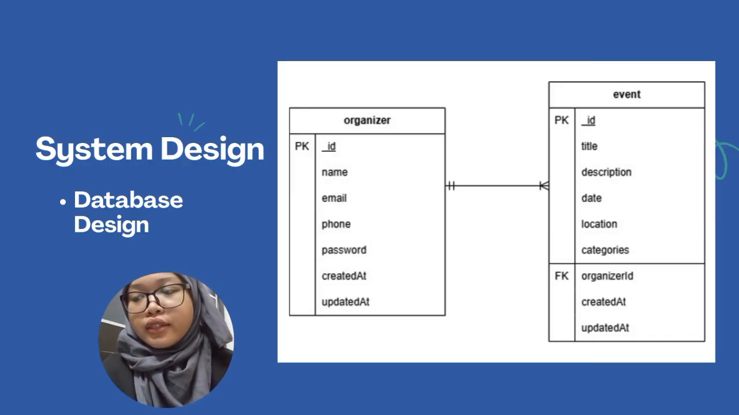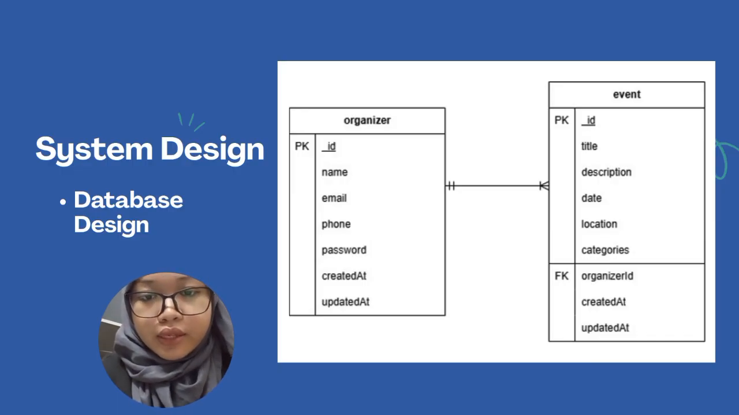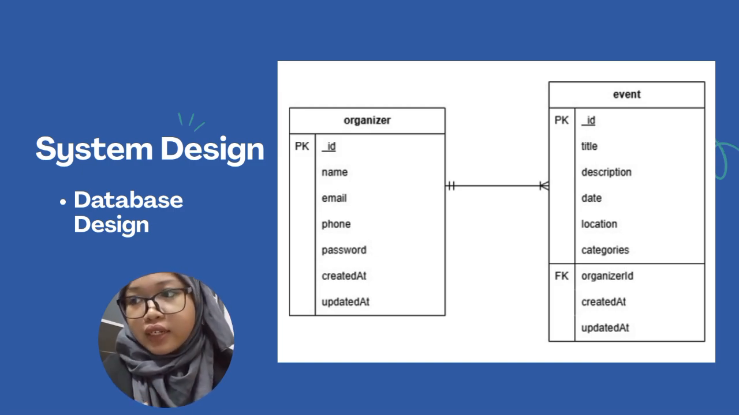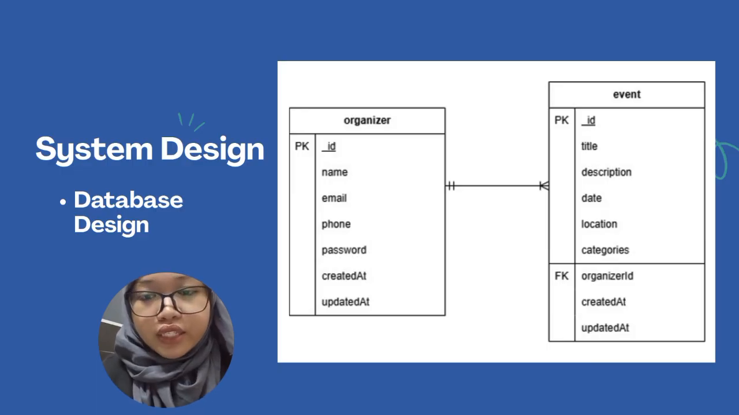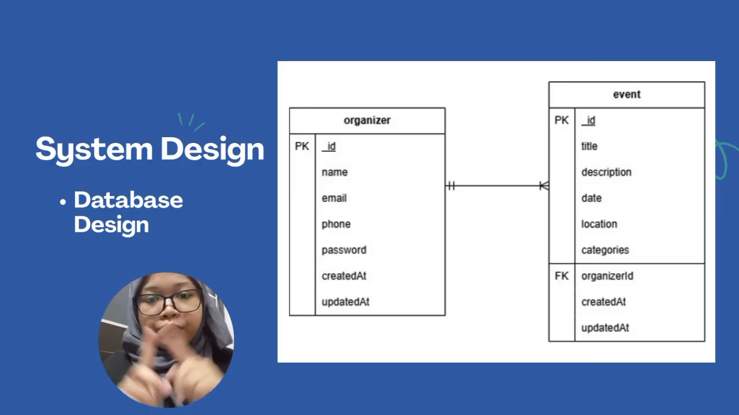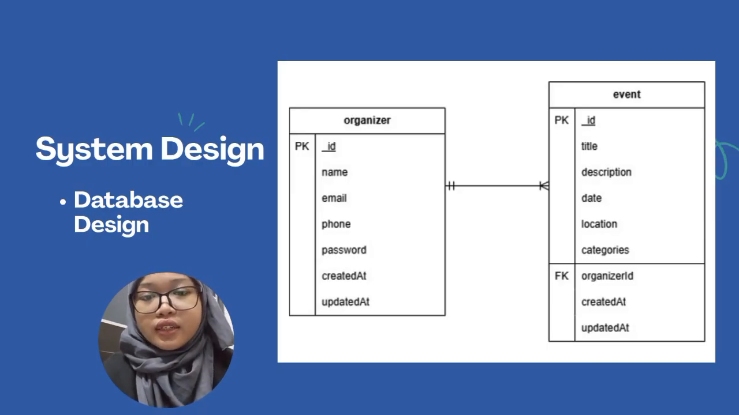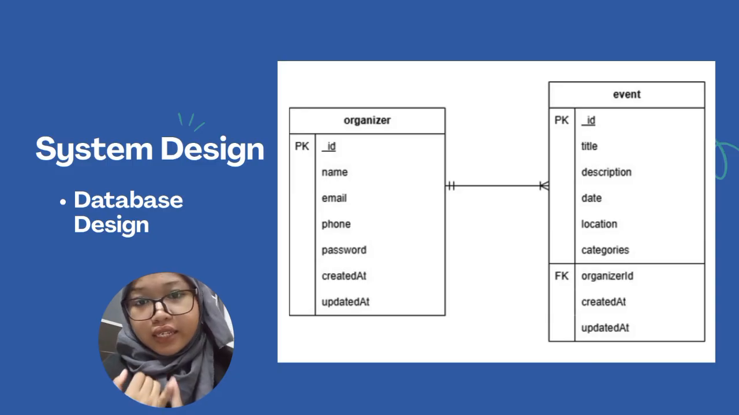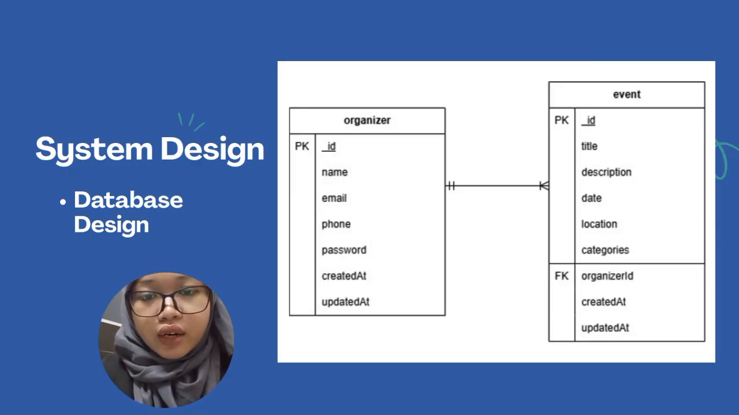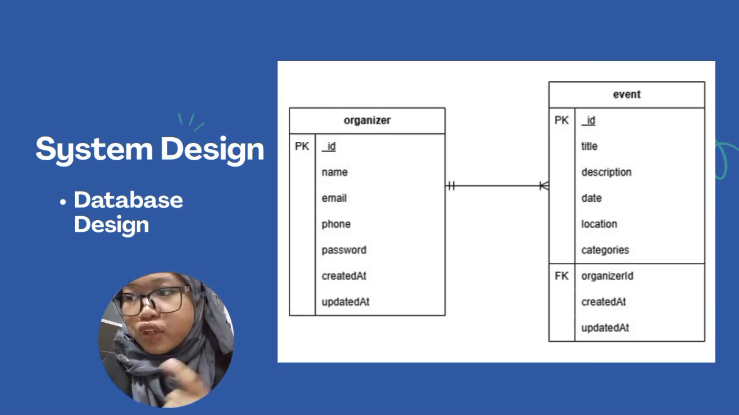So next is the event database. The database will store the event ID also, the title, description, date, location and categories. Every event will link to the organizer information like organizer ID, created at and updated at what time. This will prevent another organizer from accessing the information of another organizer.